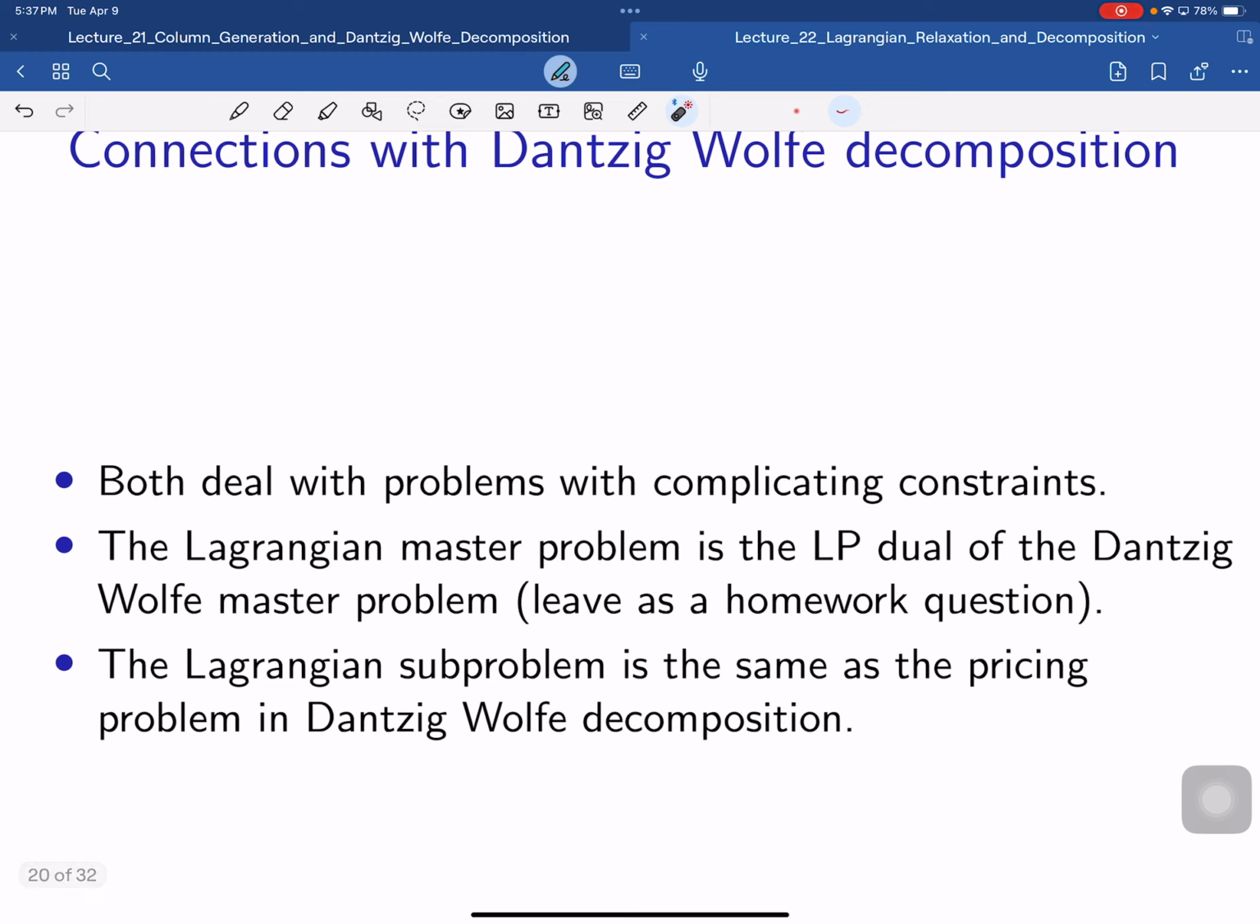And the Lagrangian subproblem is essentially the same thing as the pricing problem in Dantzig-Wolfe decomposition, right? Recall that in Dantzig-Wolfe decomposition, in each iteration, you are trying to generate a column that has the minimum reduced cost, right? The column corresponding to the minimum reduced cost is essentially the constraint that is most violated in the dual. So you can show that the pricing problem of Dantzig-Wolfe is the same thing as the Lagrangian subproblem.